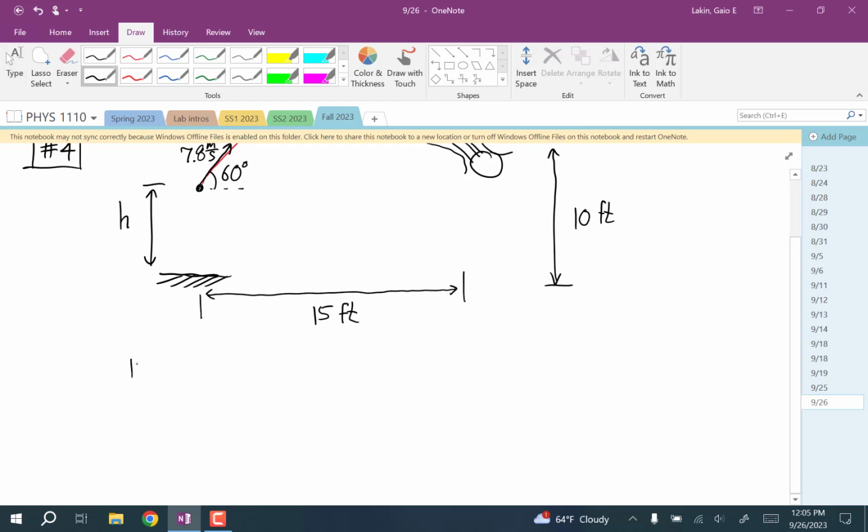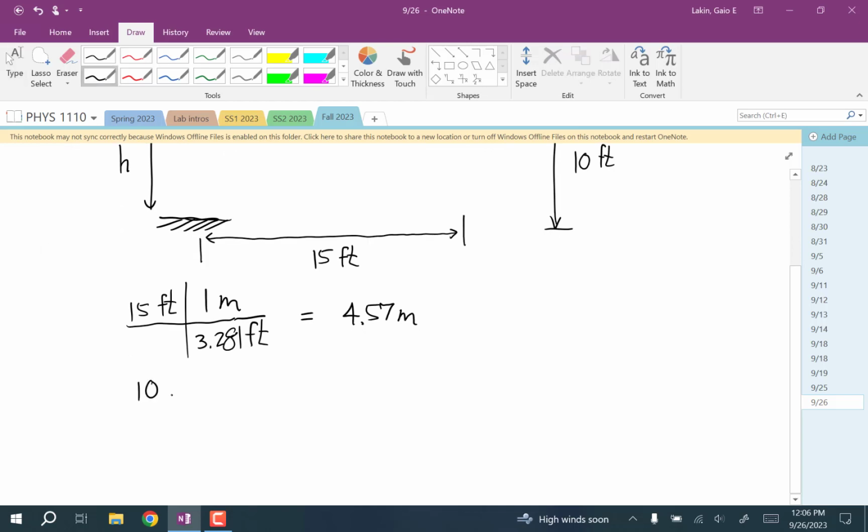Okay, so 15 feet. 3.281 feet is 1 meter. Can someone divide that for me? 15 divided by 3.281? 4.57 meters. And then for 10 feet, it's going to be 2/3 of that, but I don't know what that is. Okay, thank you.